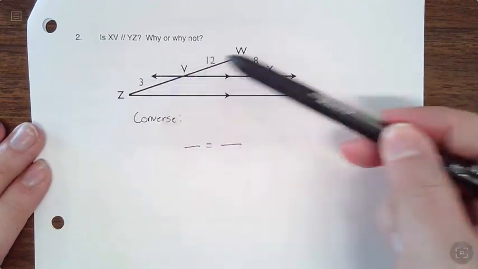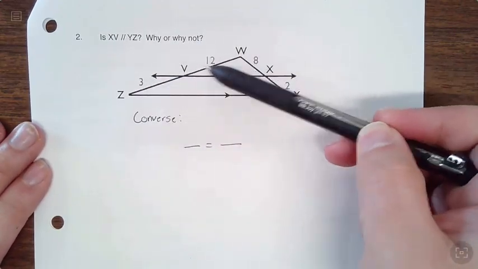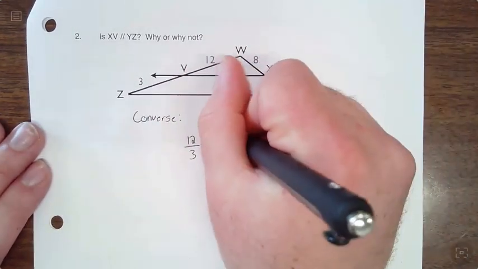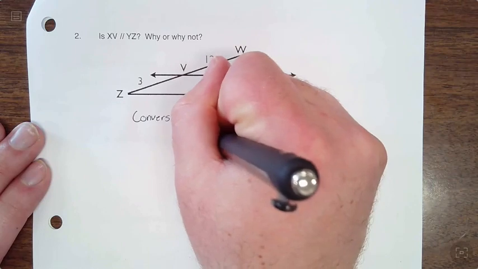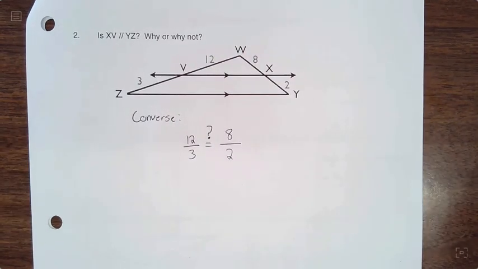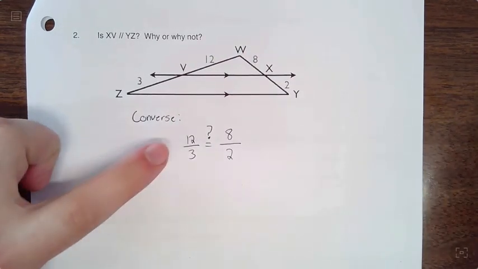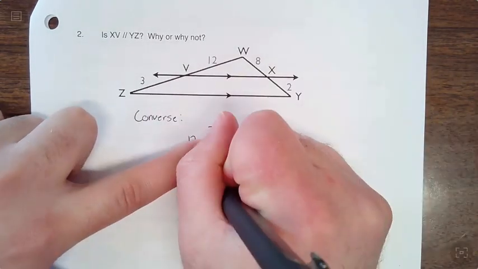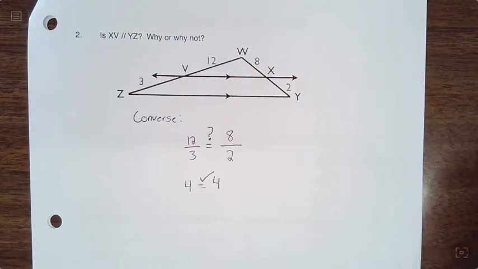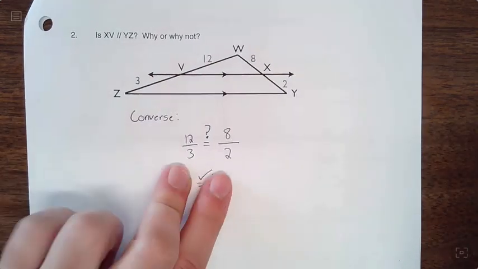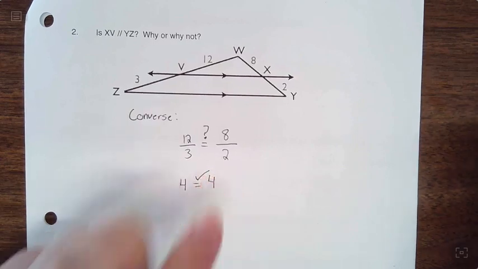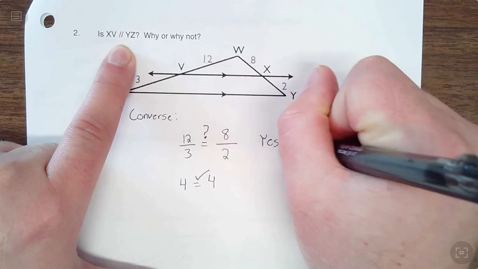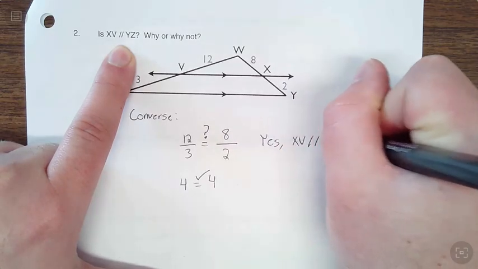So these are going to be my two fractions. Again, I just use the sides as they show up here. So I'm going to use the 12 and the 3. So I'll just do 12 over 3. And then 8 and 2. 8 divided by 2. The question is, are those actually equal? And so we need to check. We can actually divide these out. 12 divided by 3 is 4. And 8 divided by 2 is also 4. Since those are the same, it does check, which means that this is a proper proportion. It is proportional. So I can say that these are going to be parallel. So I'm going to say yes, XV is parallel to YZ.